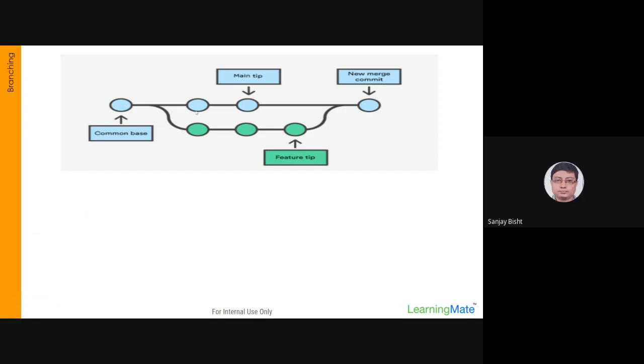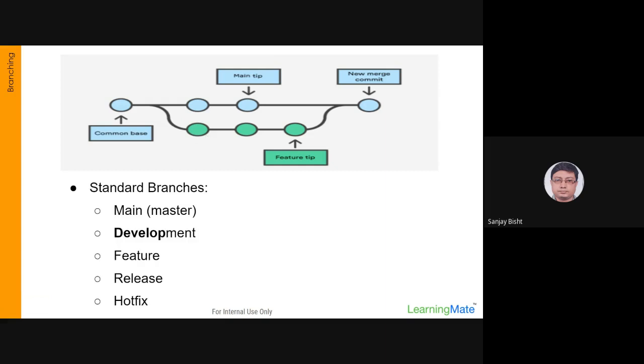Okay, fine. So that is basically branches. What is branching, and how is it useful? As a standard in the industry, we have these five branches which will normally be present in any of the code that we will see. The first one is main, or we also call it the master branch. Whenever we create a repository, whenever we do git init, a master branch is created by default.